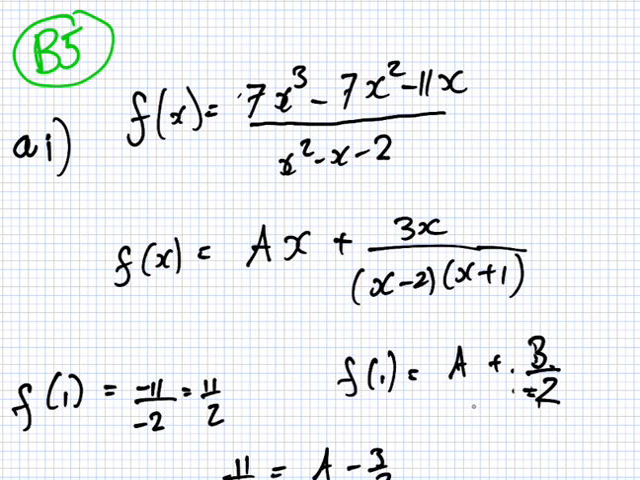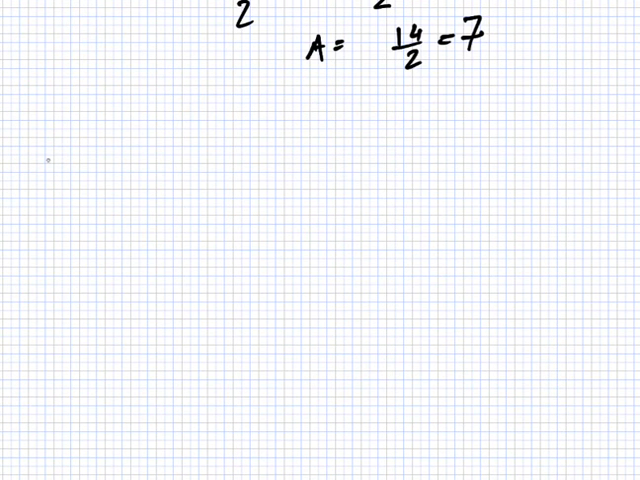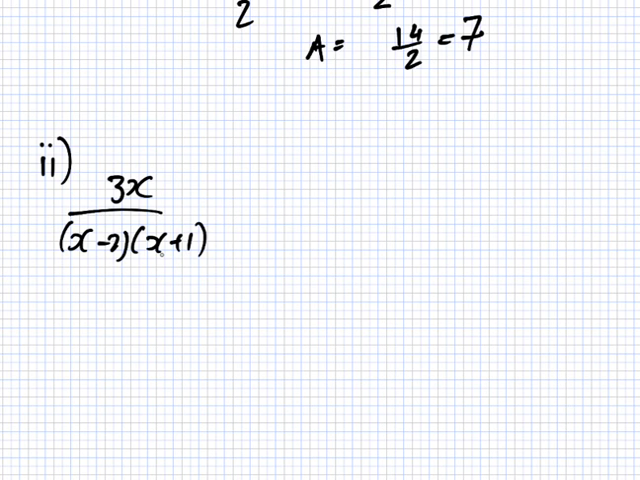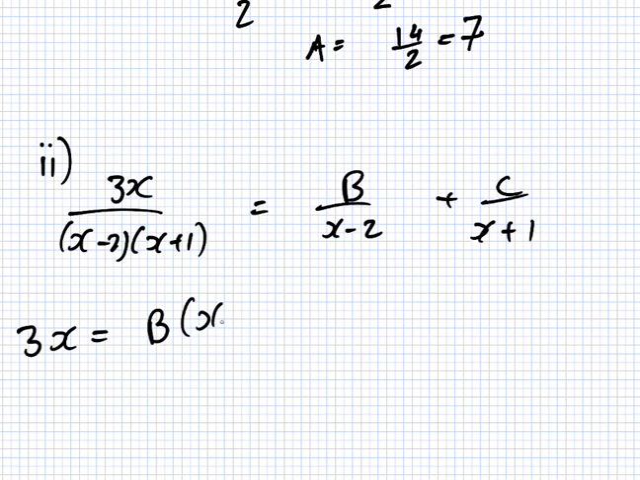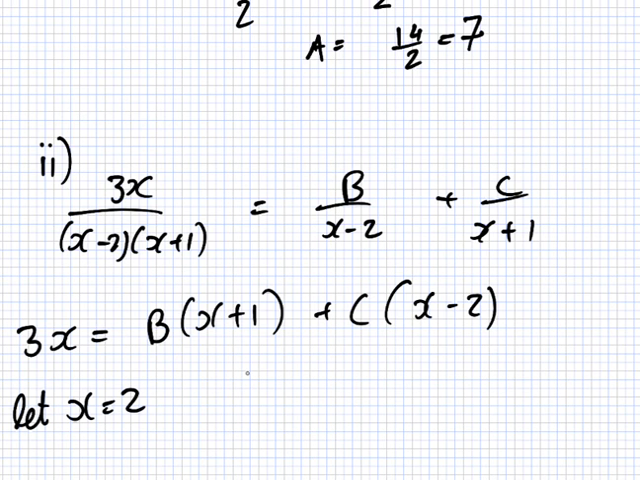Okay, can we go to the B part now? Part 2, I mean. Now part 2 is very straightforward. It's your absolutely standard partial fraction. They want you to write this as b over x minus 2 plus c over x plus 1. Completely basic question. We do our normal multiplication: 3x equals b(x plus 1) plus c(x minus 2). And let x equal 2. So you would get 6 equals 3b.